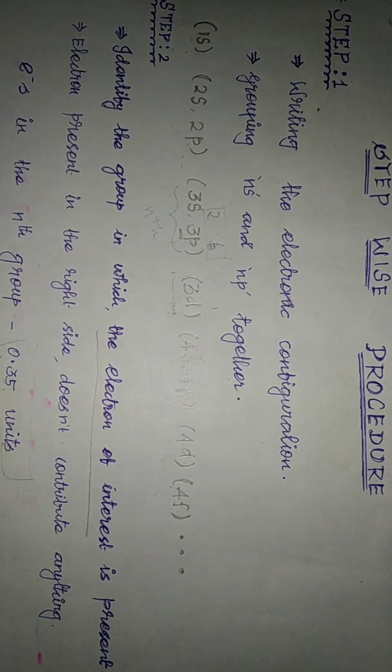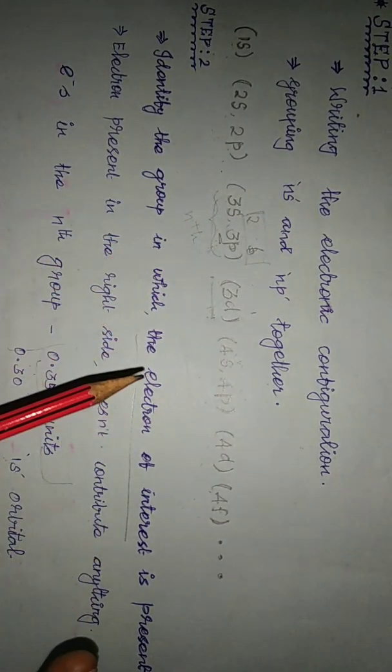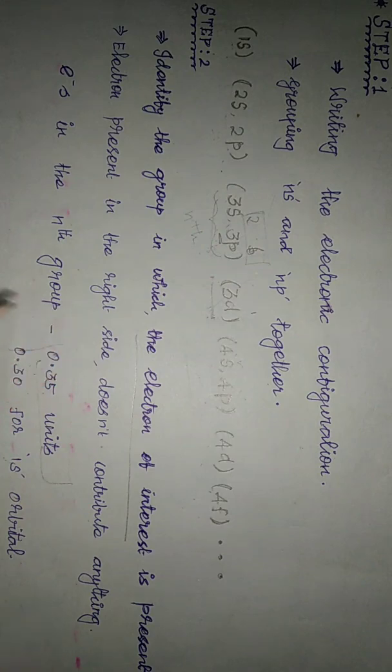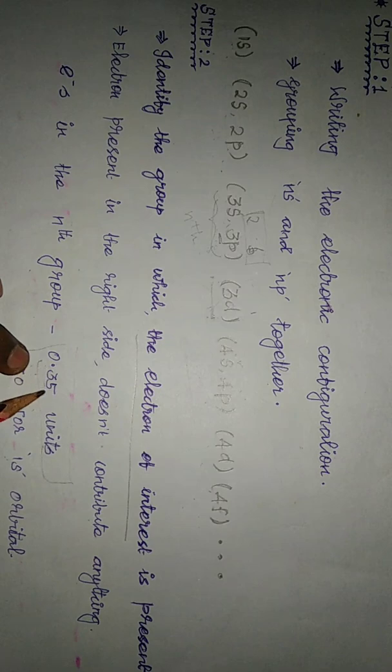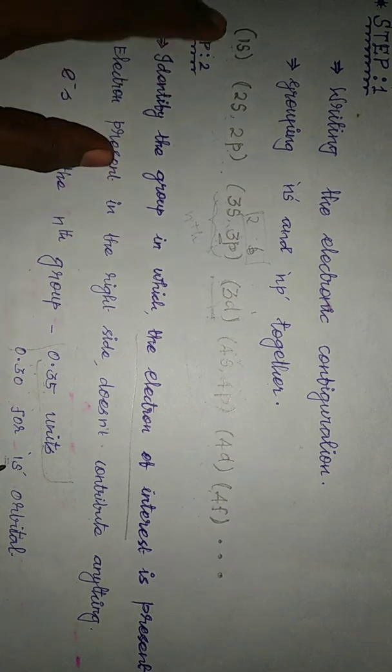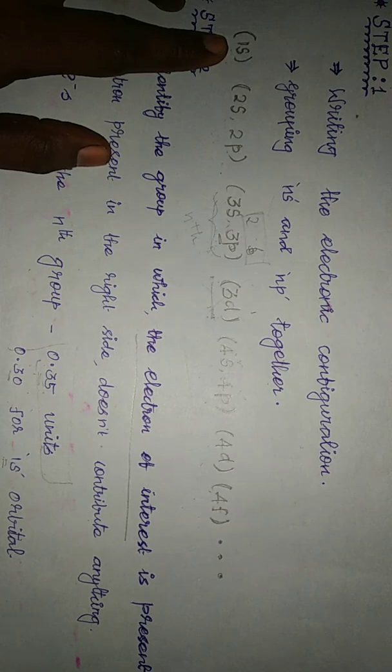Then the electrons in the nth group: in this group the given electron is there, so it is called the nth group. Here we have 8 electrons. Out of 8 we have to take only 7, because for the last electron we are going to calculate the effective nuclear charge, so we need not include it in the calculation of the S value. So the remaining 7 electrons, that is the electrons in the nth group, are multiplied with the value 0.35 for calculating the S value. If the nth group is the 1s orbital, instead of 0.35 we have to use 0.30.